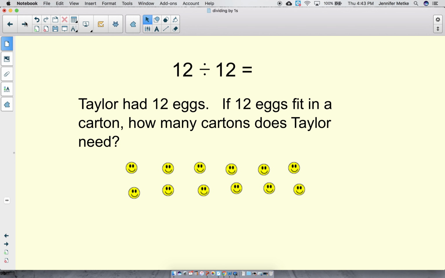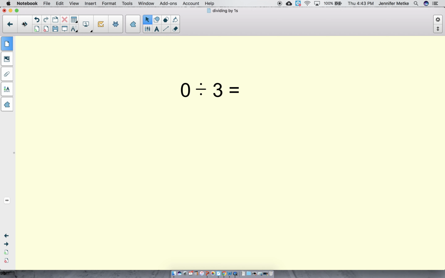Now this one, you'll notice we're not dividing by ones, but it's related to ones. These can be tricky as well. 12 divided by 12. If you think about subtraction, 12 minus 12 is always 0. But when we get to division, we have to think a little more about what the problem is asking. Taylor has 12 eggs. If 12 eggs fit in a carton, how many cartons does Taylor need? It's really asking how many 12s fit into 12. If 12 is my total and I have 12, there's only going to be one group. So 12 divided by 12 is 1. If you get a problem like this and you're stuck, put it in a story problem.